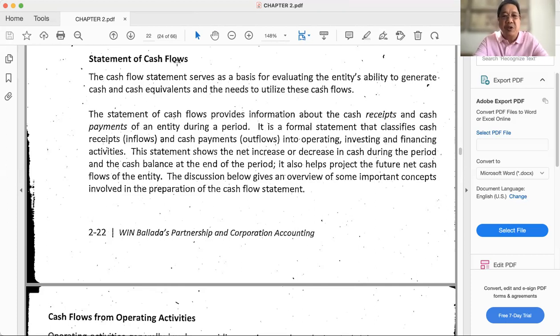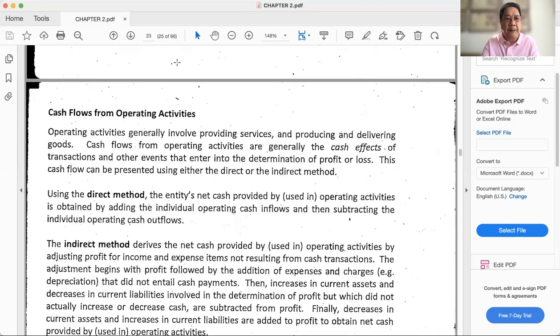This statement shows the net increase or decrease in cash during the period and the cash balance at the end of the period. It also helps project the future net cash flow of the entity. Ang ending cash flow mo ay balansyado sa cash mo na inireport mo sa iyong balance sheet. So, na-discuss ko na rin yan dati kung paano magkakamag-anak yung apat na financial statements na yan, ng ating first semester.